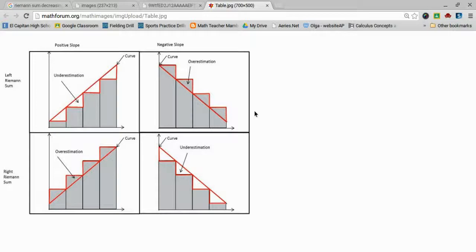We are needing to know the similarities between left Riemann sums, right Riemann sums, lower Riemann sums, and upper Riemann sums. I'm hoping that this visual helps you in understanding the difference.